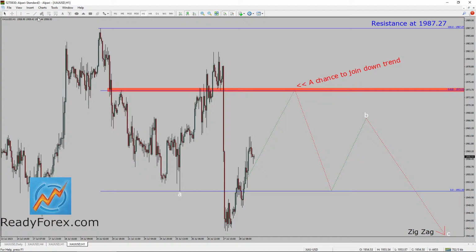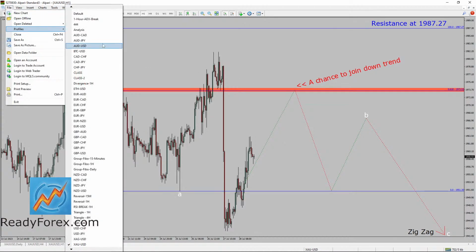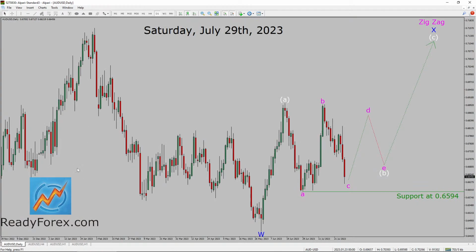Okay, let's take a look at the Australian dollar, Aussie dollar currency pair, AUDUSD. On the daily time frame, we're getting a possible triangle scenario over here, and this triangle pattern is going to remain valid as long as price action stays above the 0.6594 price level. As long as it stays above 0.6594, it is still an uptrend and the triangle pattern remains valid. Otherwise, let's say price is going to drop.